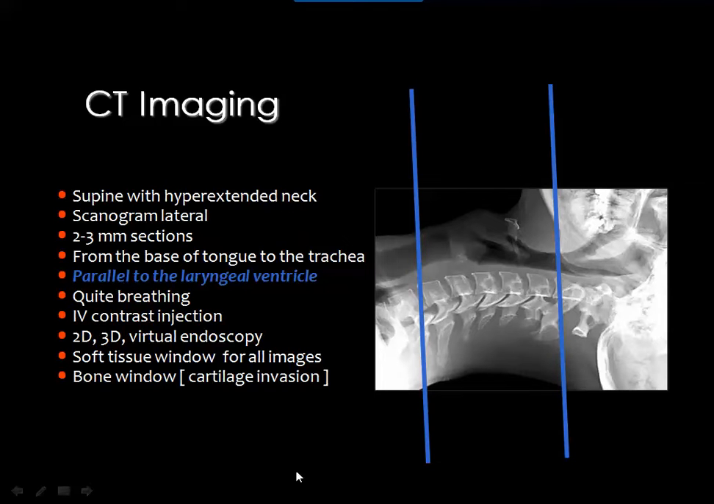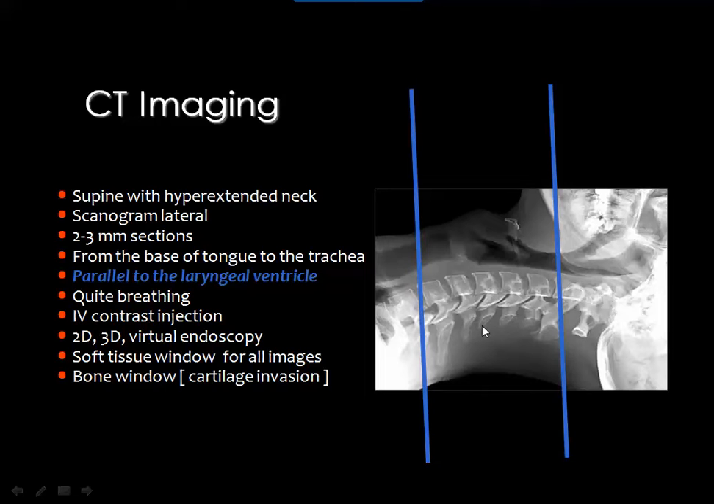And in order to scan the larynx, the patient is put in the supine position with relatively hyperextended neck to make the mandible outside the field of scanning. Then we have the lateral scanogram, and we scan the area from above the hyoid bone or from the floor of the mouth until we reach the upper trachea.